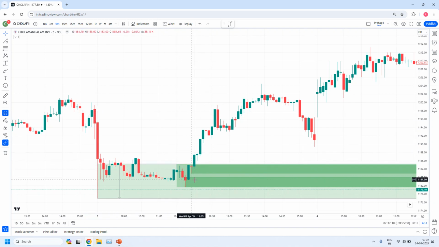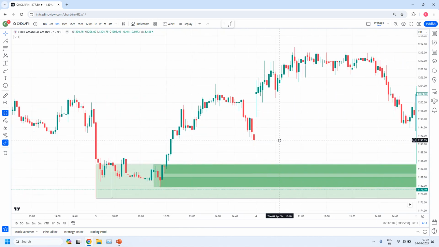Now which zone do you have to plan the trade? The one that is nearest to the price. This is the one, rally base rally is the nearest one to the price. So this is the area where you need to plan the trade. If this is violated, after that you can again plan the next one, drop base rally.